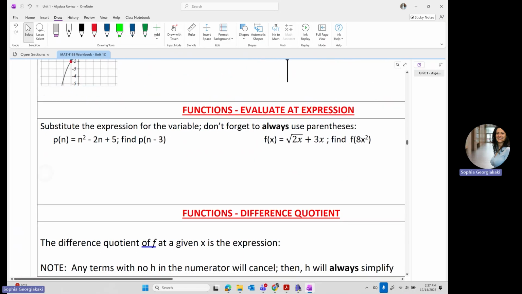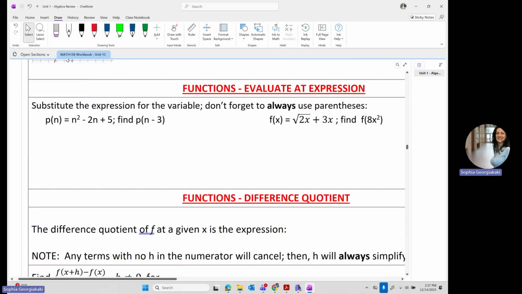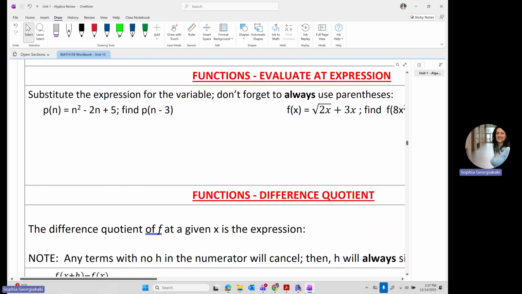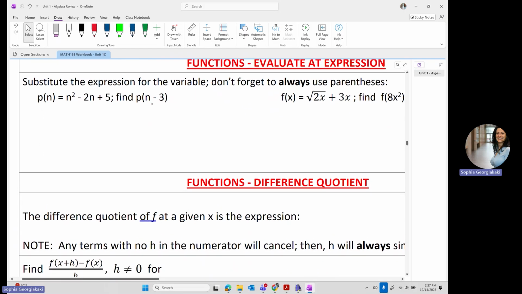Now, in addition to evaluating a function for a particular value, it is possible to evaluate the function for an expression. To do that, we substitute the expression in the place of the variable in the equation of the function, and we have to use parentheses, and then we follow order of operations. So p of n minus 3 here will equal, instead of n squared, n minus 3 squared, instead of -2n, -2 times n minus 3, and plus 5 doesn't have a variable. Order of operations says first I have to do the exponent.